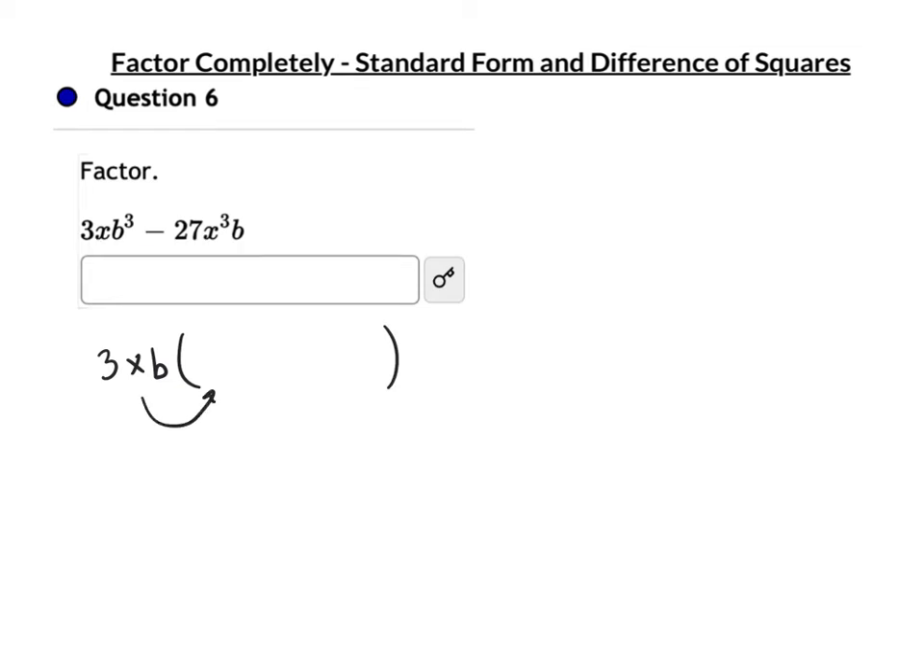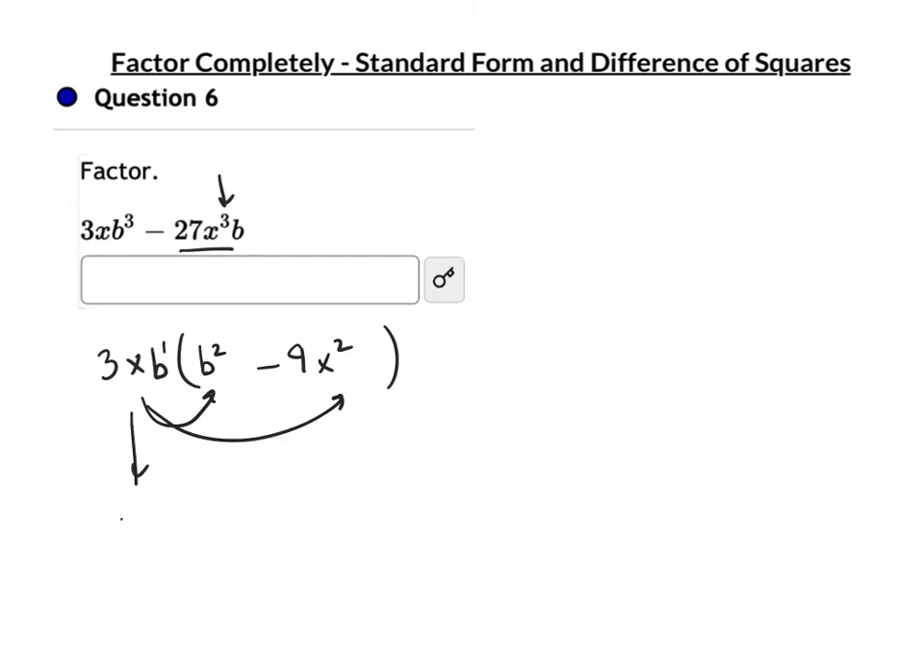3xb times the first spot makes 3xb cubed. Well, there's only one b here, so I need 2 more to make b cubed, minus 3xb times the second spot makes 27x cubed b. I need a 9 to make 27. I need 2 more x's to make 3 right here.